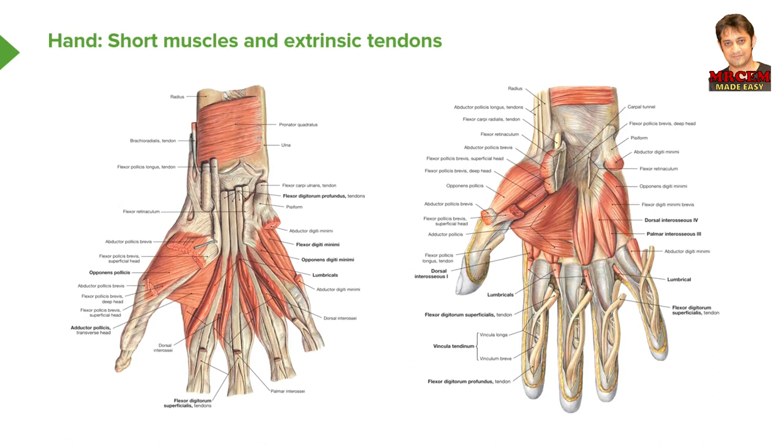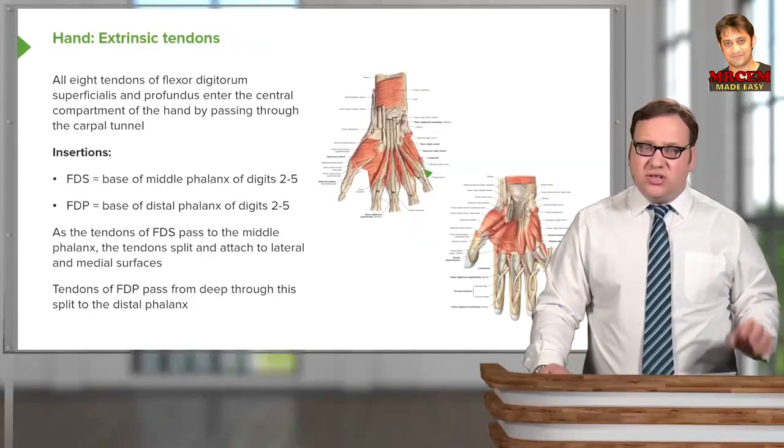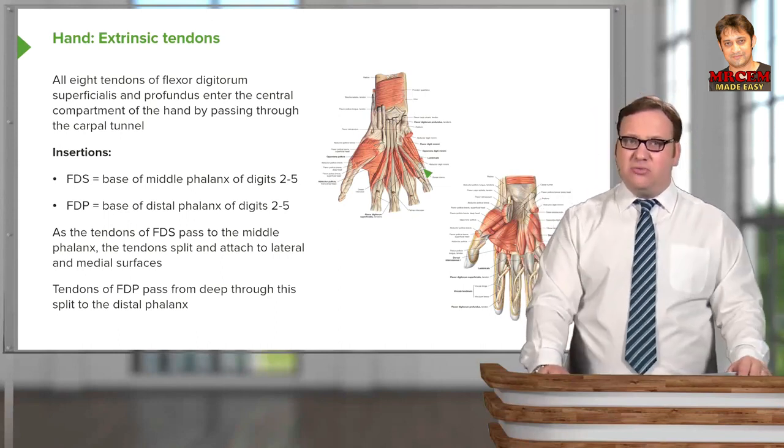So now let's move on to the short muscles and how they're arranged alongside the extrinsic tendons. Here we can see some deep dissections of the hand. We can see that we've cut away some of the tendons and opened up the carpal tunnel, and here we've removed some of those tendons as well to look deep and see some dorsal and palmar interossei muscles. So if we have a look, we can see that all 8 tendons, flexor digitorum profundus, and the cut tendons here, flexor digitorum superficialis, enter the central compartment of the hand by passing through the carpal tunnel.